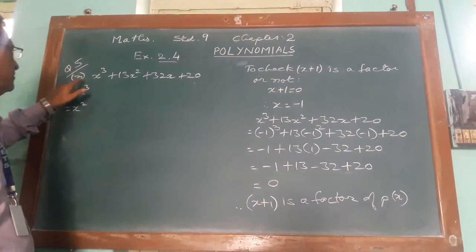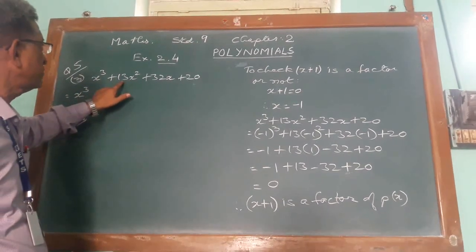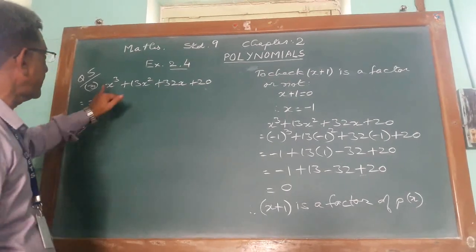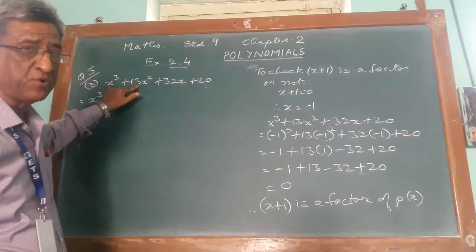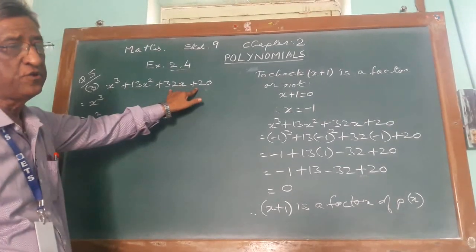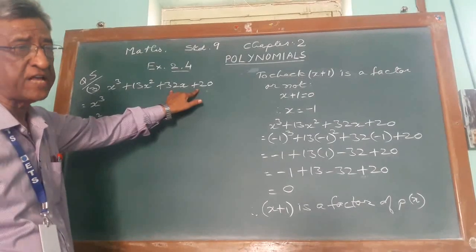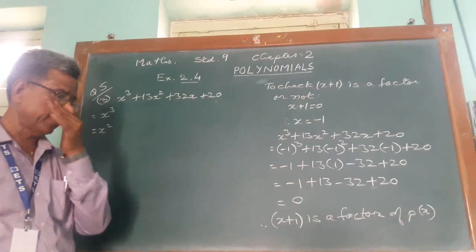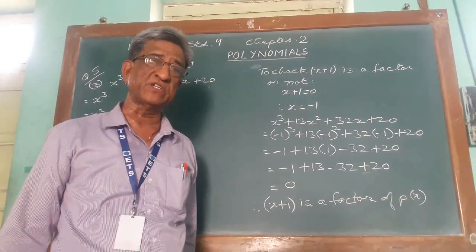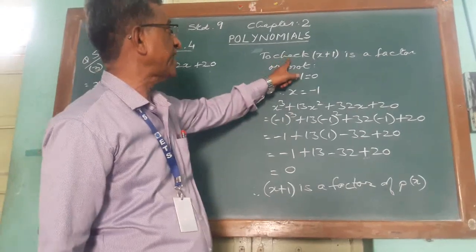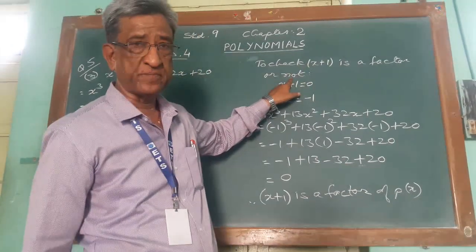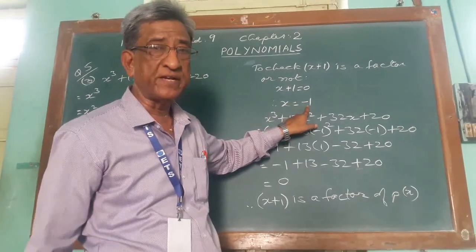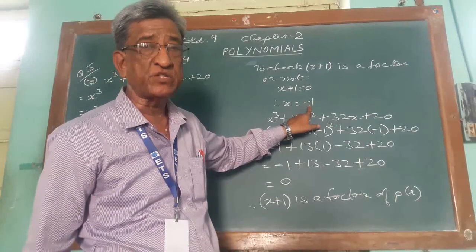Yes. Third sum, x cube plus 13x square plus 32x plus 20. So again here also you can see that there is nothing common. If you take out the common from first two and last two, you won't get the same number in both the brackets. So again you have to check whether x plus 1 is a factor or x minus 1 is a factor. So to check x plus 1 is a factor or not, I am taking x plus 1 equal to 0. So x is equal to minus 1. So put minus 1 in place of x.